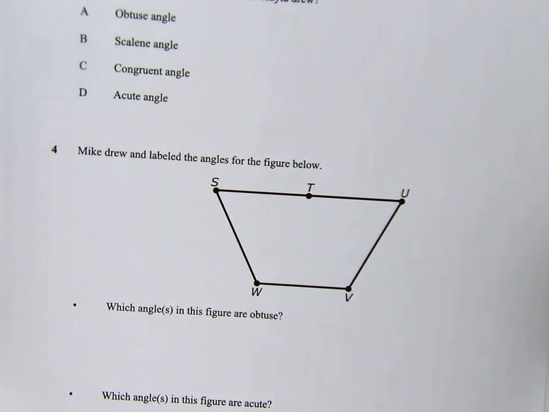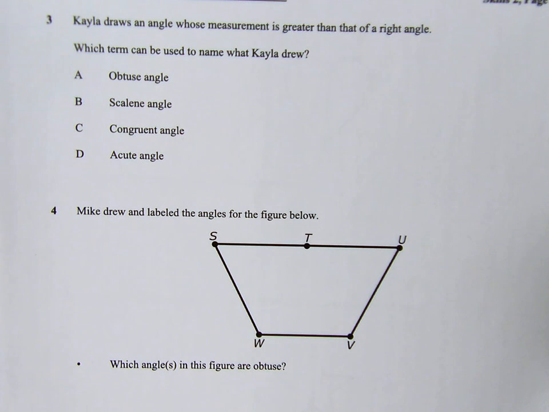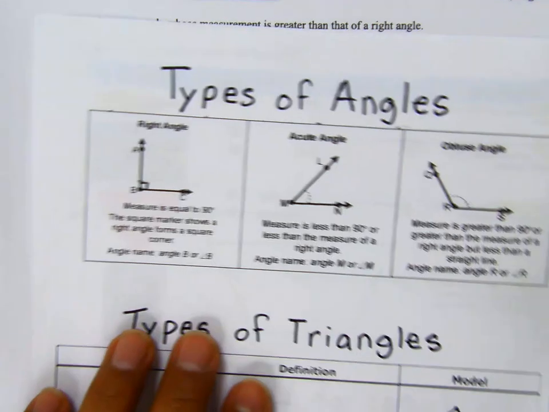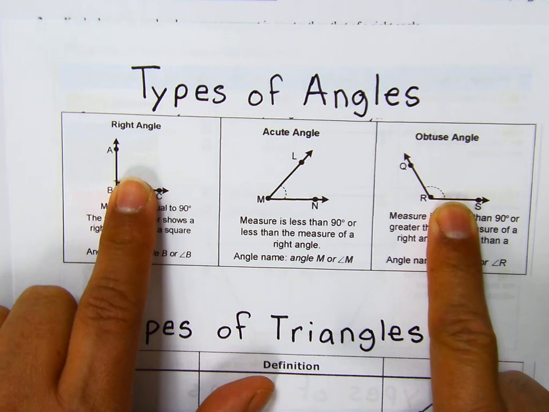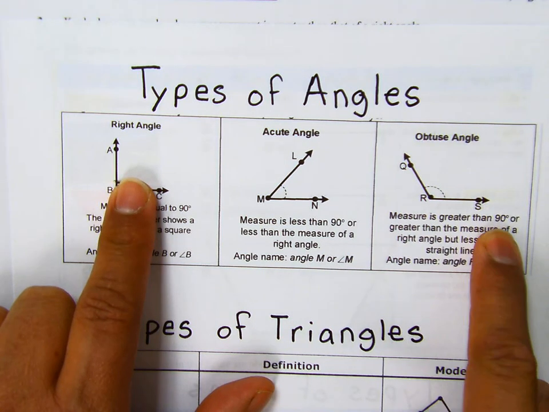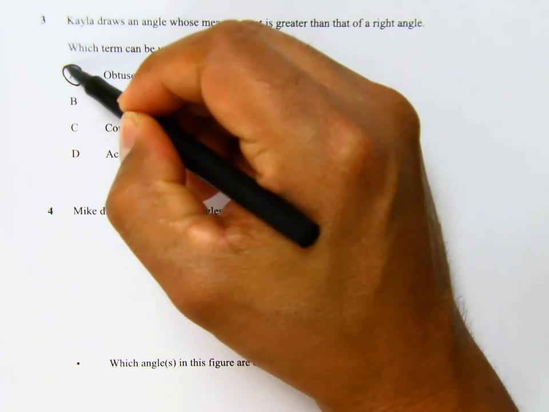Number 3. Now here they're talking about angles. Scala drew an angle whose measurement is greater than that of a right angle. So we need an angle greater than a right angle. So if we go to types of angles, which one is greater than a right angle? It would have to be an obtuse angle. Measure is greater than 90 degrees. So my answer would be obtuse angle.